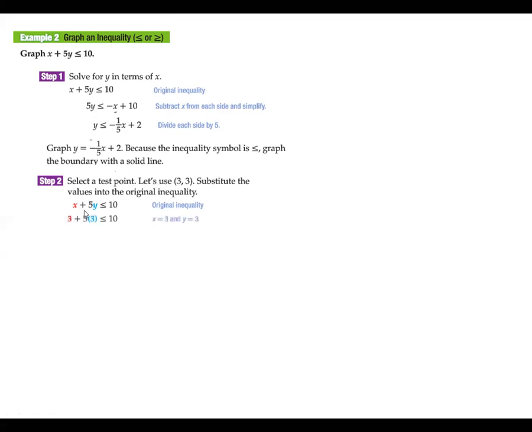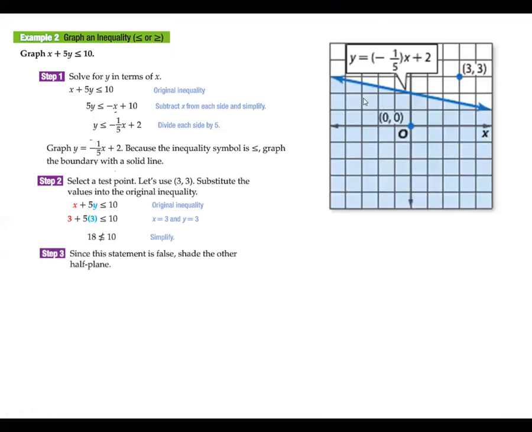All right, so they took the original inequality, substituted 3, 3 in. They got 18 is less than 10, which is false, so that means the other side is the solution. So here's the line, y equals negative 1/5 x plus 2. Notice they put it in as a solid line because it's or equal to. They tested the point 3, 3. It did not work, so they shaded the other side of the line.